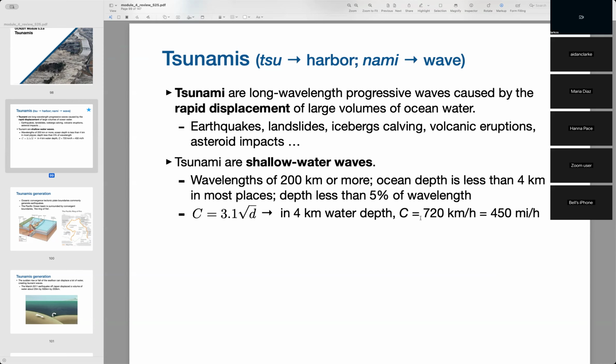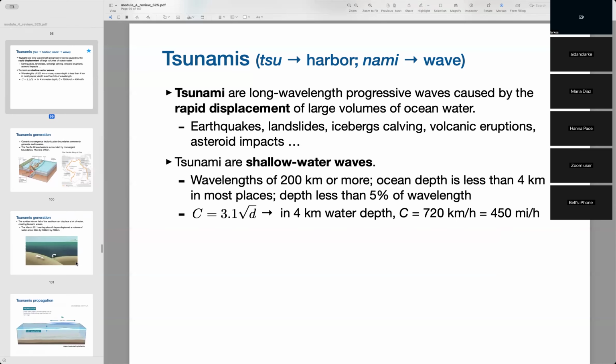Just to give you an appreciation of the speed here, for 4 kilometer water depth, their speed is 720 kilometers an hour, 450 miles per hour. That's the speed of a jet. So these waves propagate through the deep ocean with the speed of a jetliner.